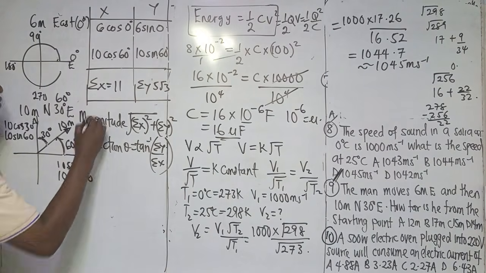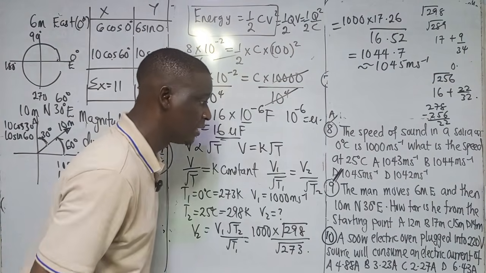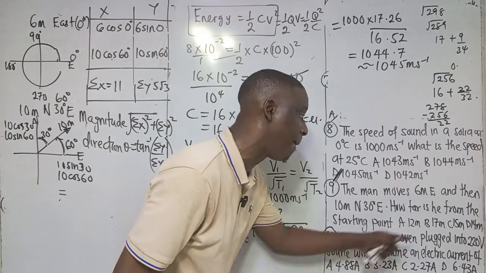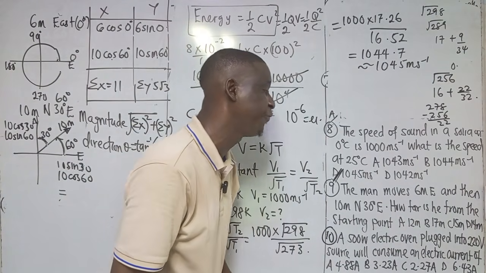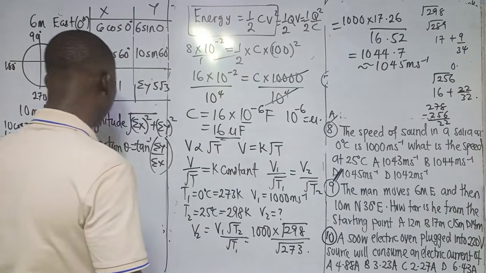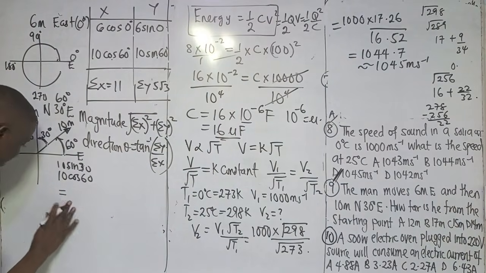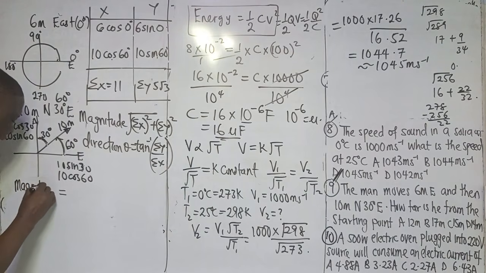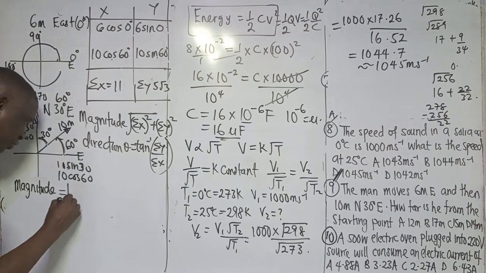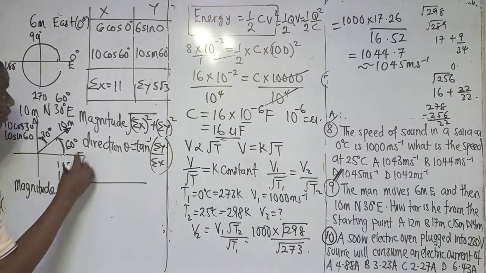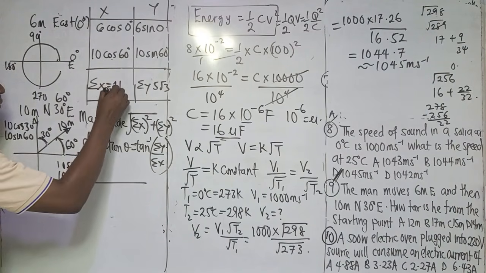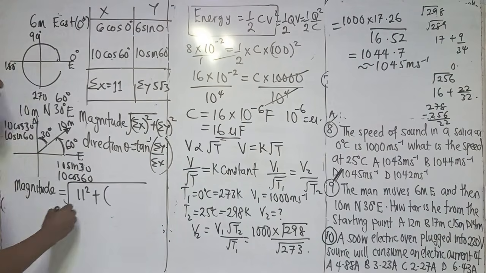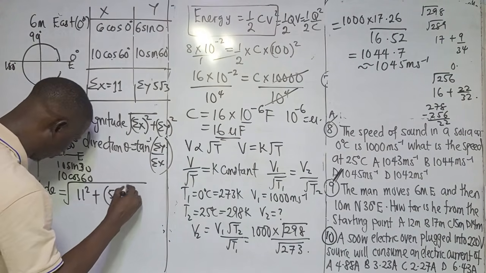Now, we are looking for magnitude because they ask how far is he from the starting point? A, 12 meter, B, 17 meter, C, 15 meter, D, 14 meter. So what are we going to use to find magnitude? How far from the starting point? It's magnitude they are asking for, even from the options you see. So we would have summation x is 11 square plus summation y, which is 5 root 3 all square.